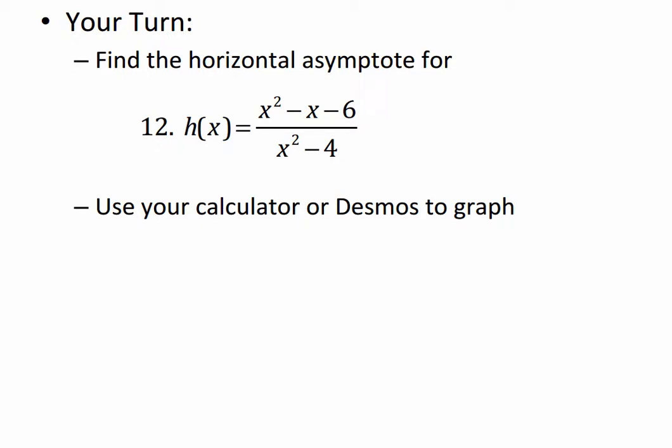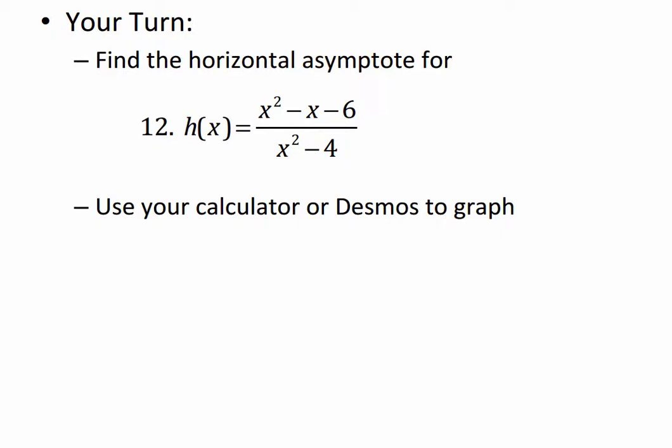Okay, welcome back to part B. So let's go ahead and do a quick review of this problem in case you put a little space between these videos. This is number 12, and they asked us to find the horizontal asymptote for h of x equals x squared minus x minus 6 over x squared minus 4.